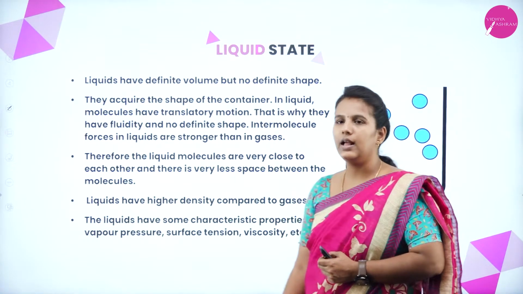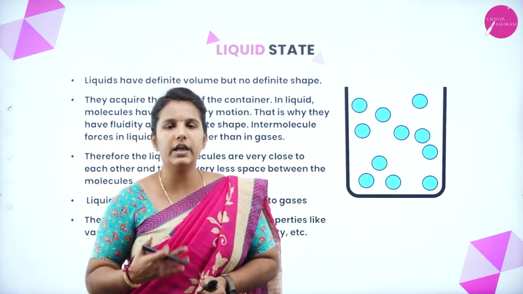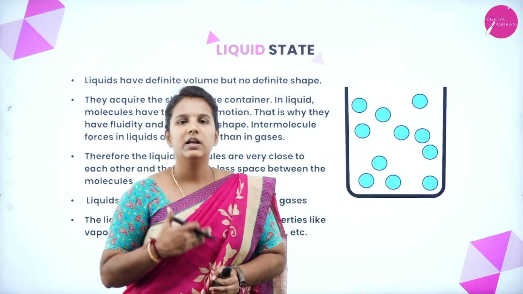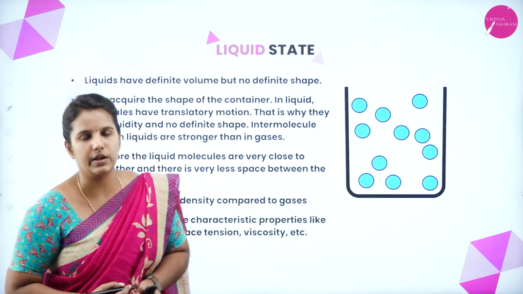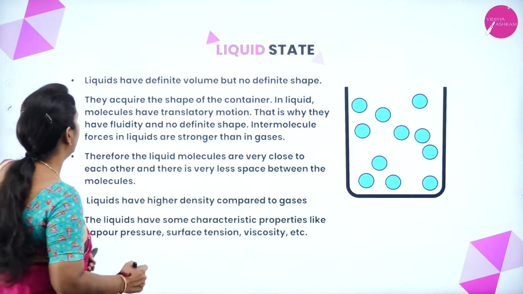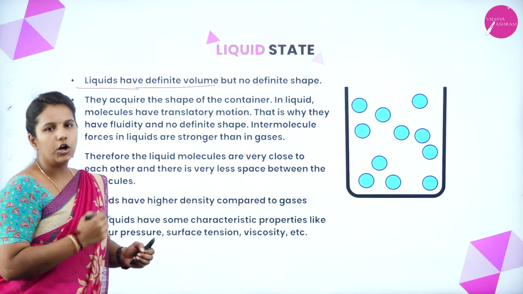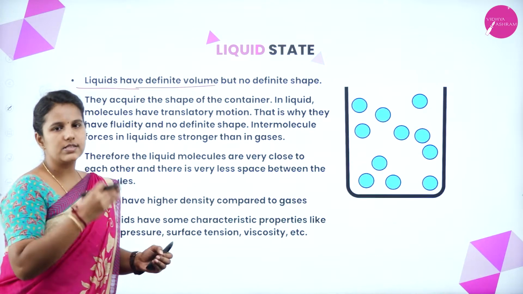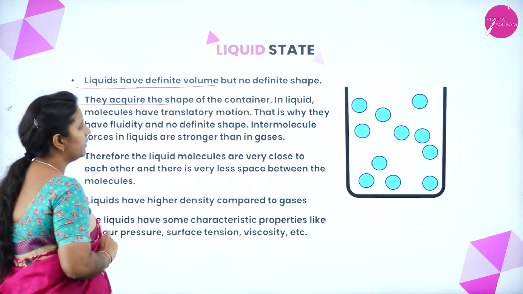Next, we'll go with the liquid state. Till now, whatever we have learned is only about gases. Now, we'll shift to the next part to learn about liquids. Already we know that liquids have a definite volume, not a definite shape. They always acquire the shape of the container.